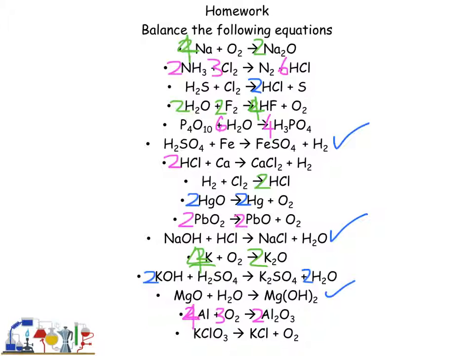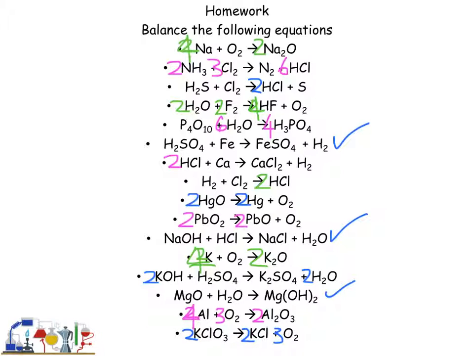1 potassium on the left, 1 potassium on the right, 1 chlorine on the left, 1 chlorine on the right. 3 oxygens, 2 oxygens. I'm going to need my lowest common denominator trick again. I'm going to just need a pen. And I am going to say 3 over there, 2 over there, and then I've stuffed up the potassiums and the chlorine, so I better put a 2 there as well.